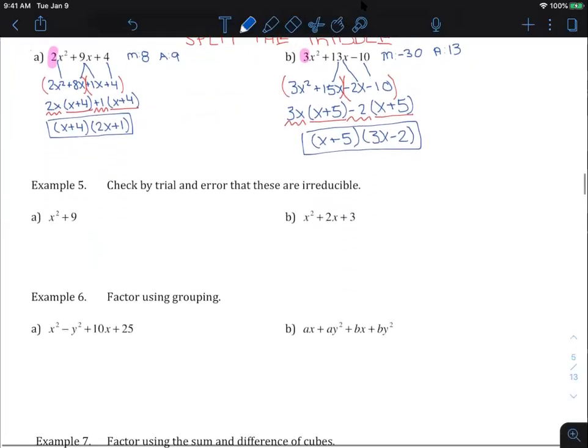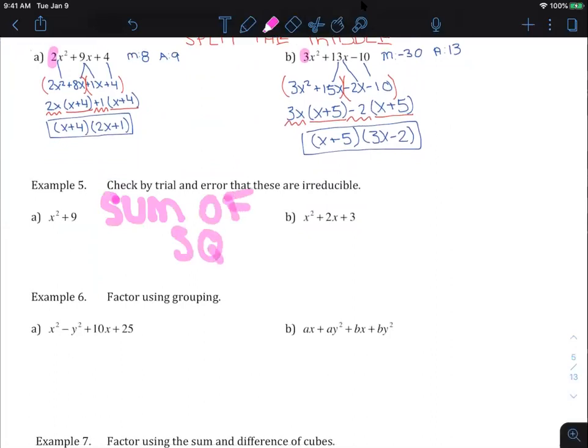Okay. Next one says check by trial and error that these are irreducible. This is really important because this is where I see people make those mistakes. There's no such thing as a sum of squares. In fact, sometimes I have a hard time even saying it because it's not even a real thing. There is no such thing as sum of squares. Doesn't exist. Some people try to make them exist, for instance, for x squared plus 9, and they try to do, oh, x plus 3 and x plus 3.